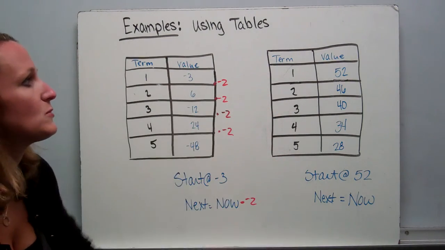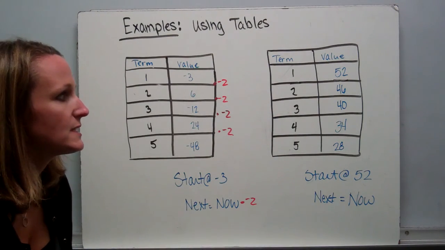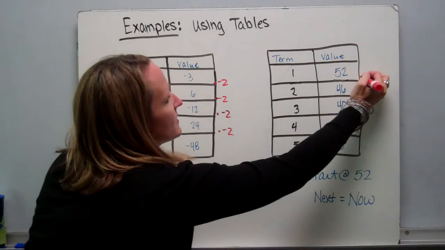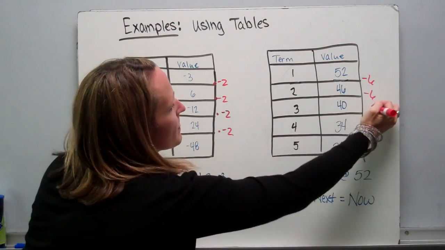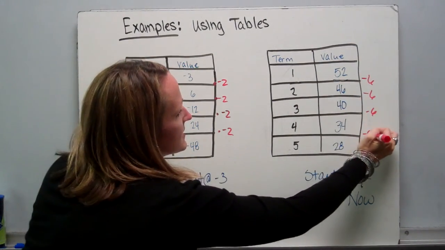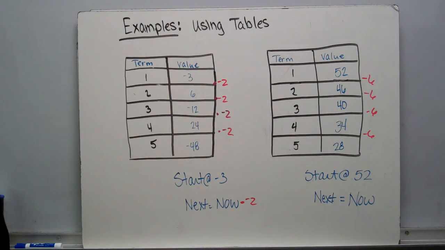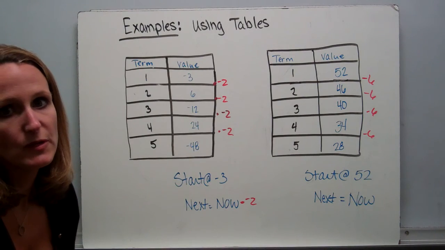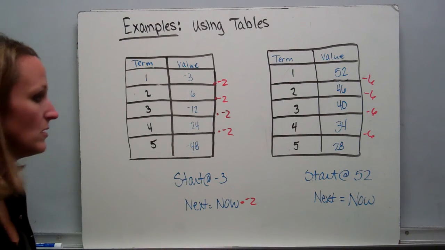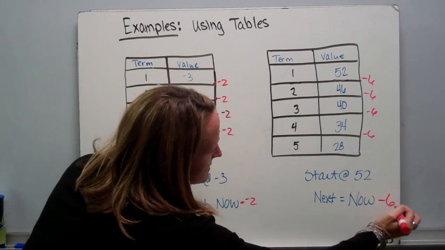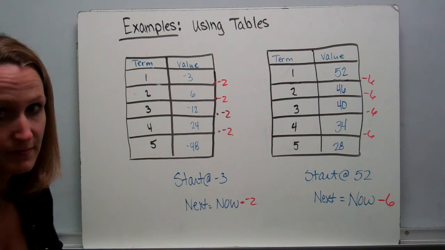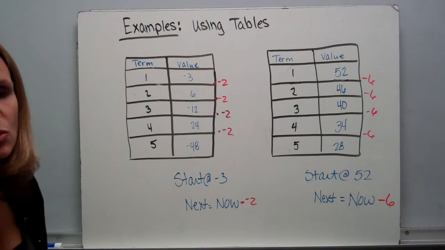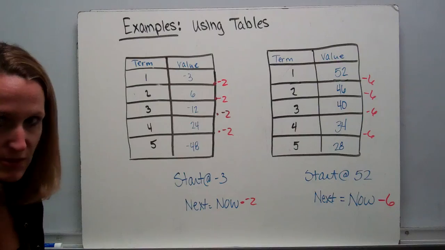Okay, what about this one? 52, 46, 40. Our pattern here is that it's decreasing by 6 each time. So this time our recursive equation would be start at 52, next equals now, minus 6. Starting to get it? Okay, so what about the third way we can find a recursive equation?